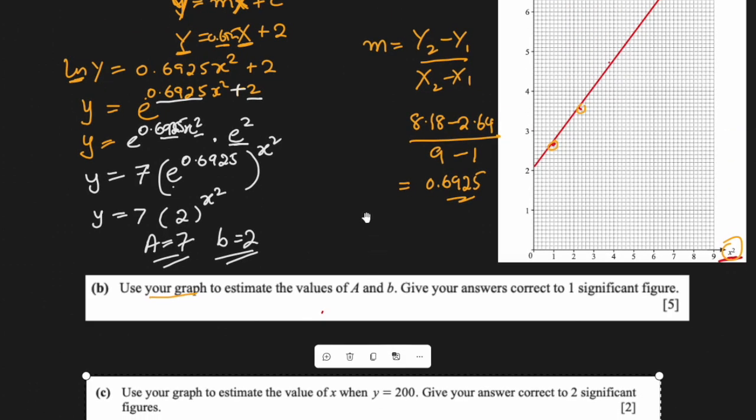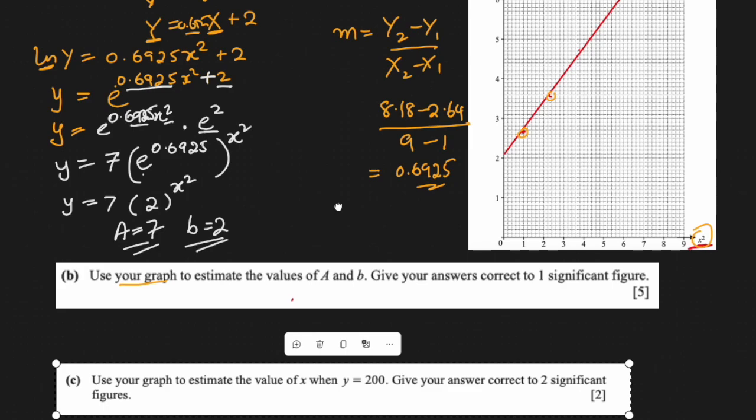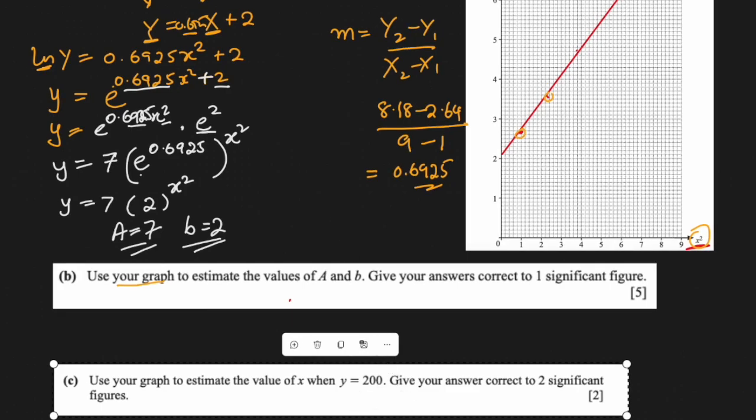We need to use the graph to find this. How can we do that? So when y is 200, the natural log of y will be the natural log of 200. Let me see. It is 5.299, so we can say 5.3.